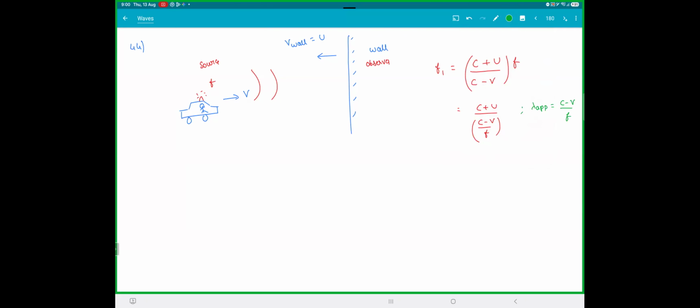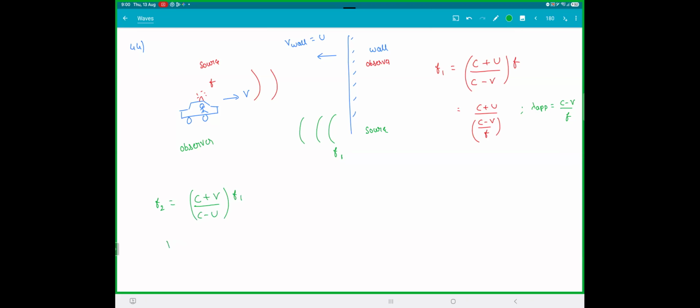Now, whatever sound you get, you are reflecting it back. That frequency will be F1. Now this is the source, and this guy is the observer. And this guy will hear F2, which is C. Observer is going towards the source, plus V. Source is going, minus U. Be careful, into F1.